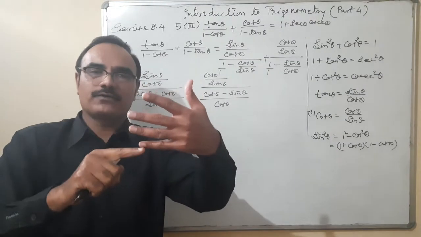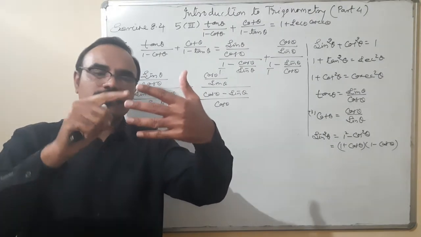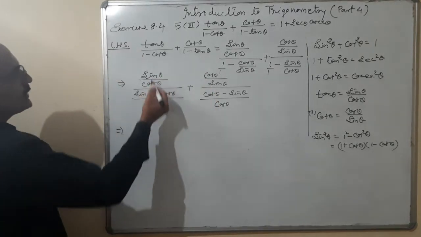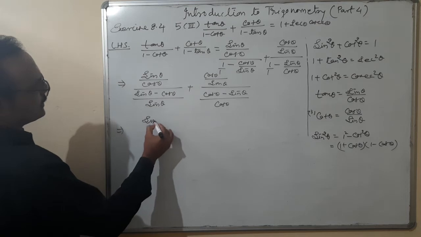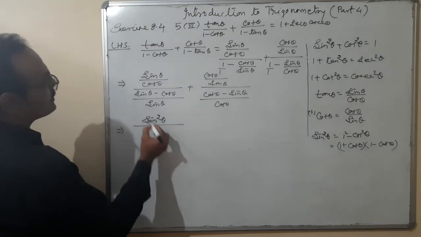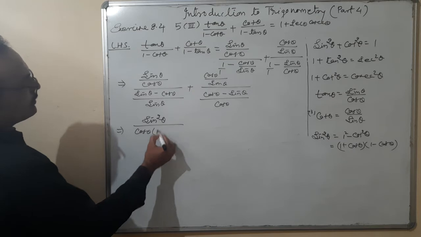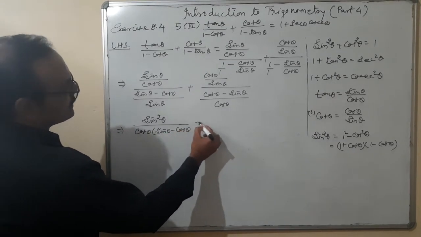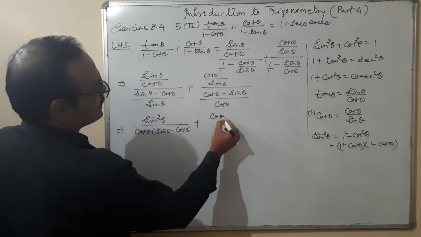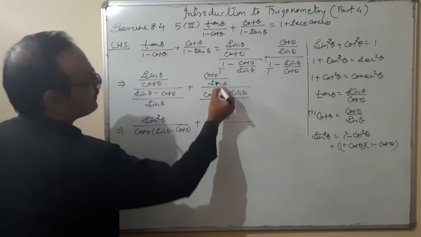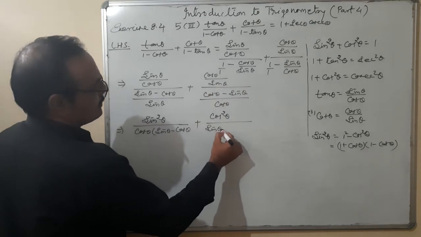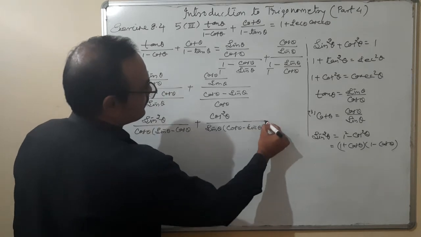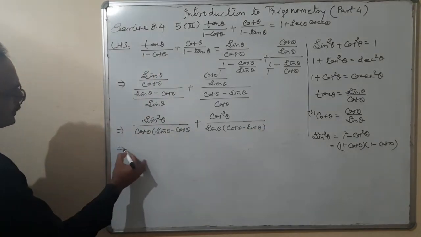1, 2, 3, 4. So in this situation, what happens? First term multiplied by 4th term upon second term multiplied by third term. Sin theta multiplied by sin theta, it is sin square theta upon second term cos theta multiplied by sin theta minus cos theta, plus same condition cos square theta upon sin theta multiplied by cos theta minus sin theta. Is that clear? Now let us see the denominator of both the terms.